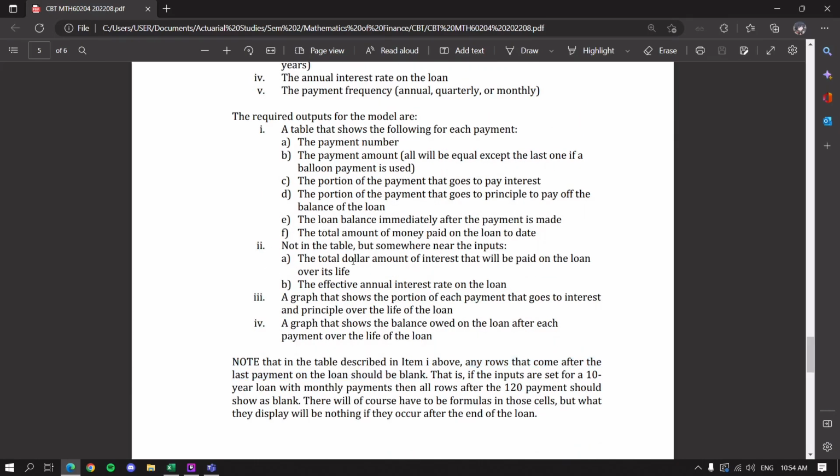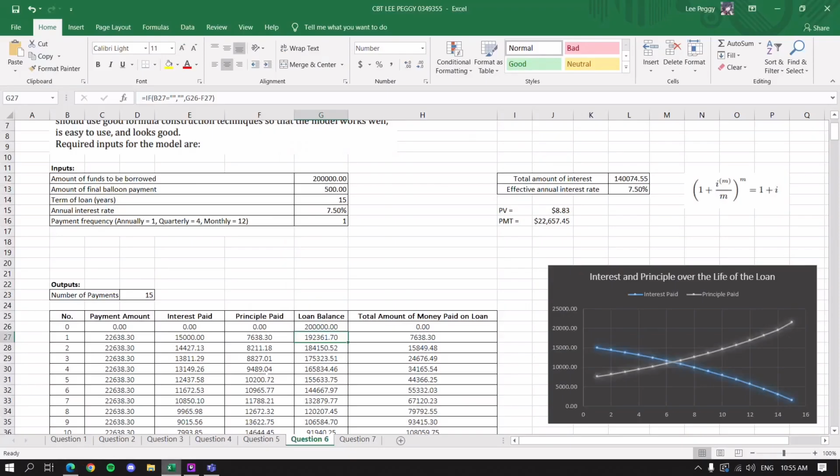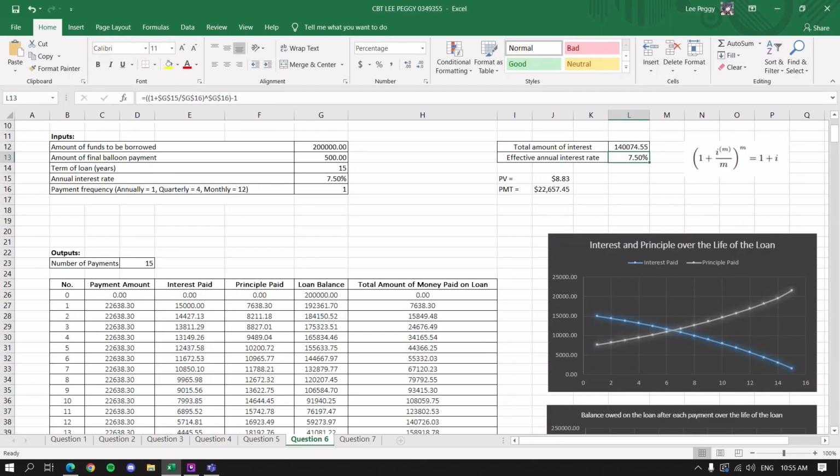Moving on to the next category, not in the table but somewhere near the inputs. The question asks us to include the total dollar amount of interest that will be paid on the loan over its life, and also the effective annual interest rate on the loan. So not in the table but somewhere near the inputs, I put it here. The total amount of interest is just the sum of interest paid. So we can just use the Excel function equal sum and then highlight the whole column of interest paid. Then we can get the total amount of interest for the whole period of loan.